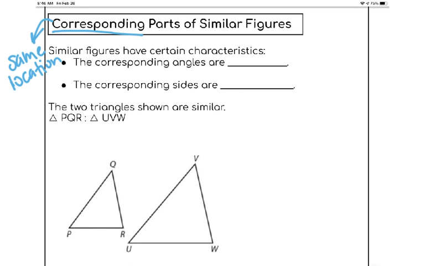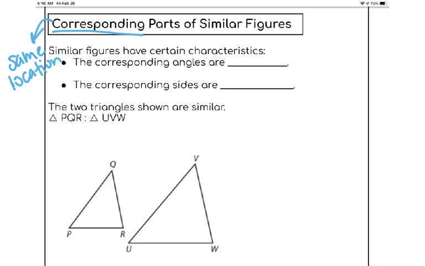So we know that angle Q is going to correspond with angle V. Angle P corresponds with angle U. Angle R corresponds with angle W, etc. Okay? And the same can be said for the sides. So PQ is going to correspond with UV. Notice how those are in the same location, etc. Okay, so we know that. We learned that in our last unit.